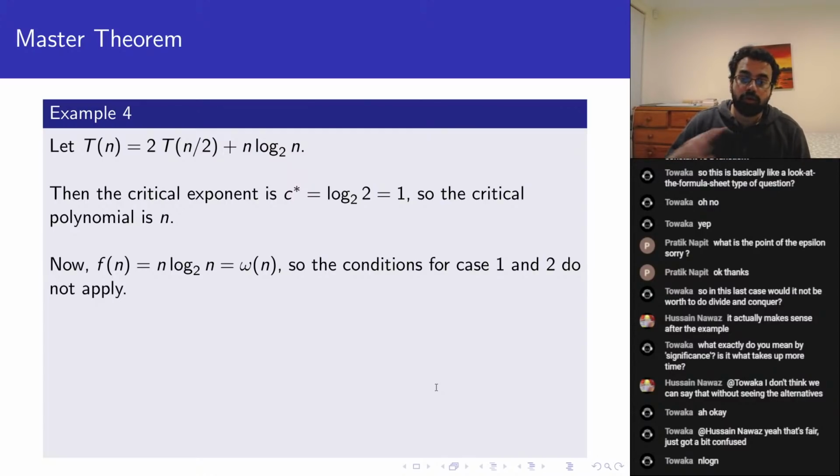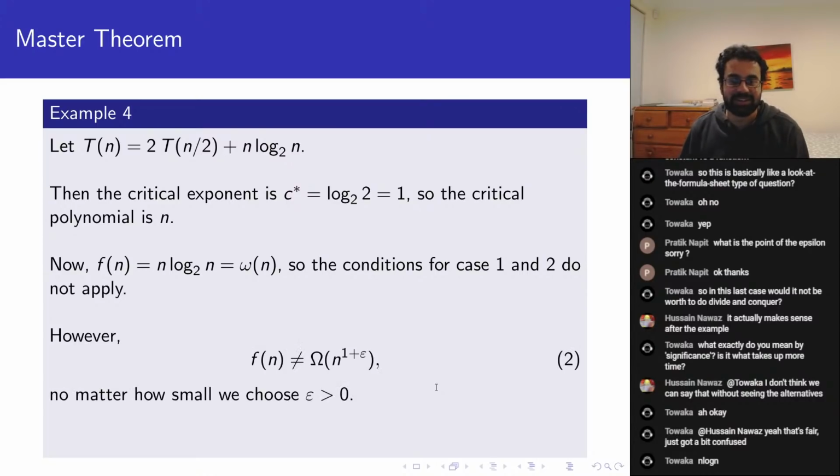But there also we're going to have a problem. In case 3, you required Fn to be big omega of not the critical polynomial, but something slightly bigger. It was critical exponent plus an extra epsilon. And that's where we're going to have the complication. No matter how small of an epsilon we pick to add to the critical exponent 1, as soon as we go from n to the power of 1 plus a little bit, now it doesn't work anymore. Fn is not bounded below by this.